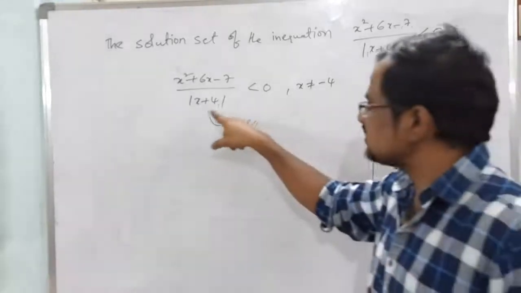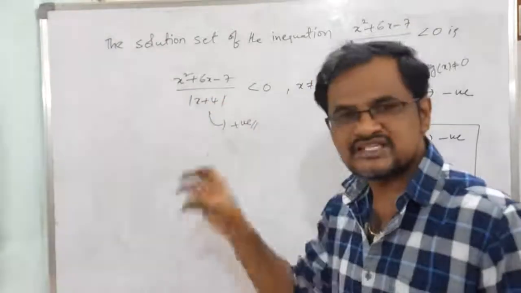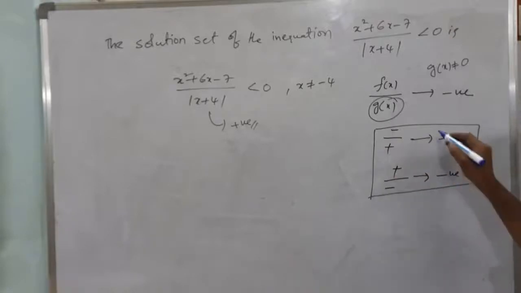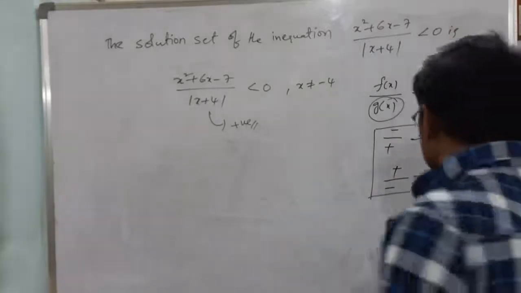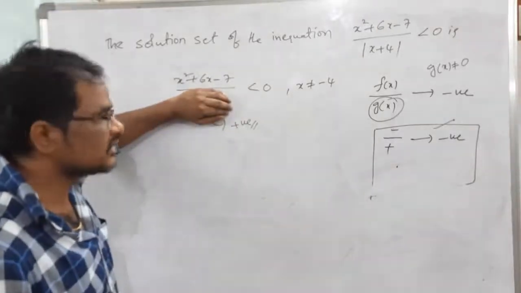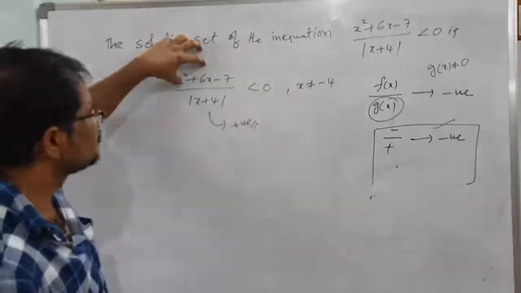And after that, for any real number this modulus of x plus 4 is positive only. So in these two, which condition you have to take? This condition you have to take, right? So here already we know that modulus is positive and x not equal to minus 4. So definitely right side negative means this numerator should be negative.